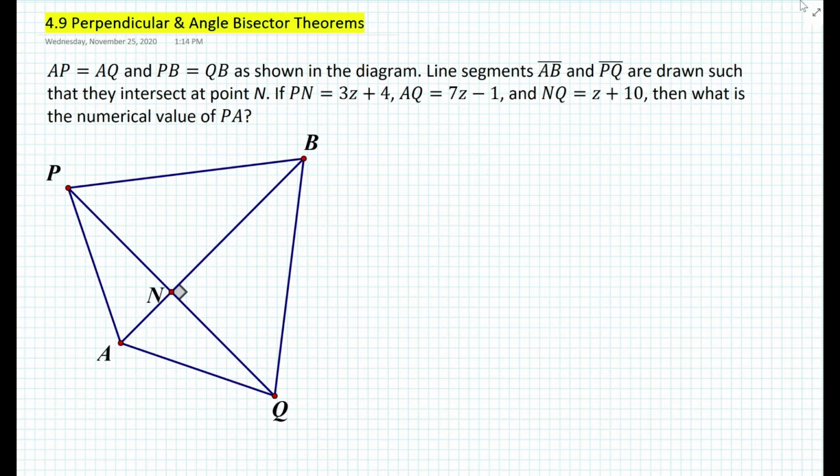In today's lesson, we will be learning about perpendicular and angle bisector theorems. To get started, let's look at the following problem that will lead us into today's topic.